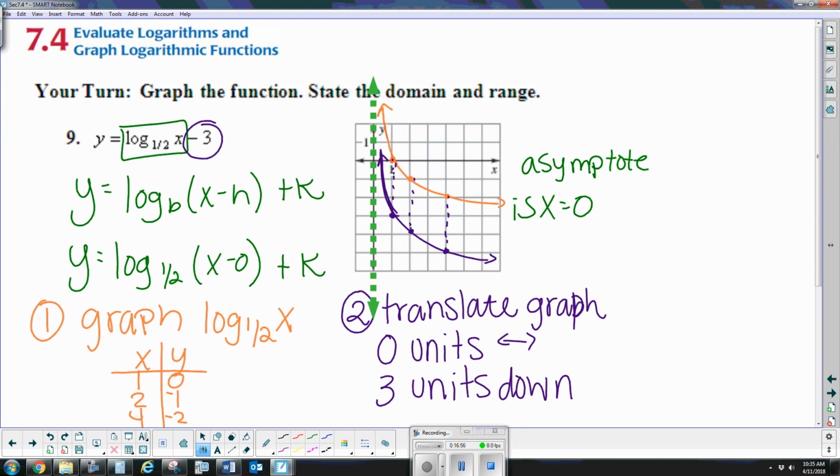So now defining the domain and range. Again, our domain is now set by our asymptote. So our domain is x is greater than 0, and our range is y is all real numbers.